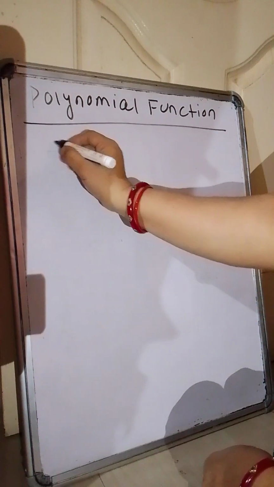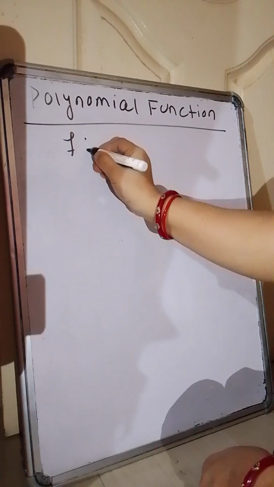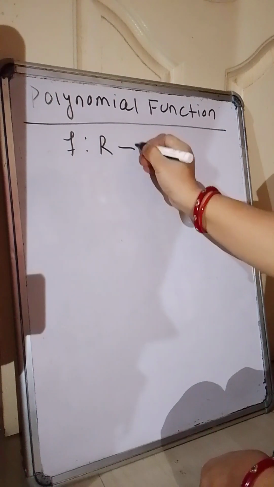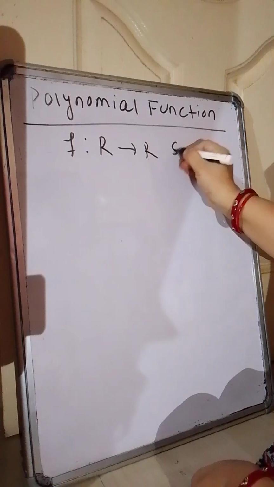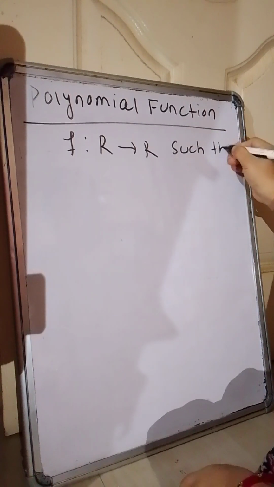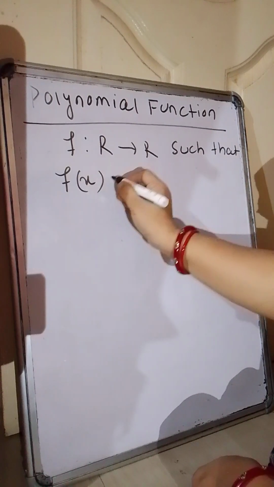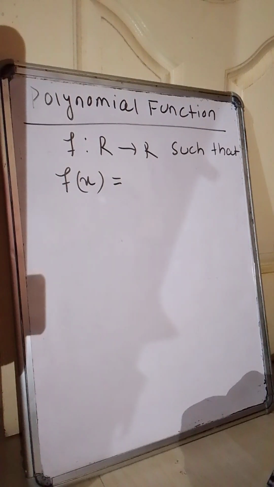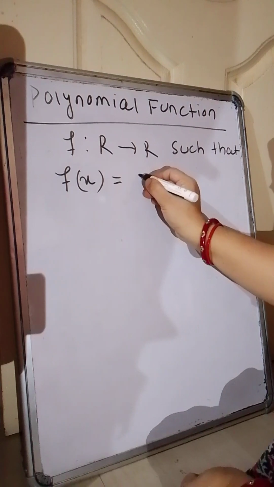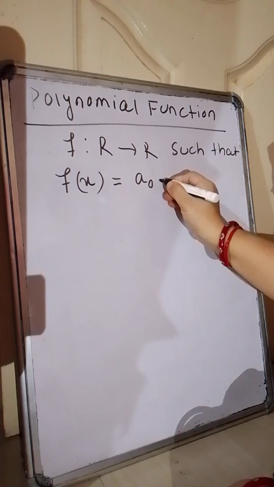In a polynomial function, you have to define the function f from the set of real numbers R to the set of real numbers R such that f of x is a polynomial. So in general, we will write the nth degree polynomial.